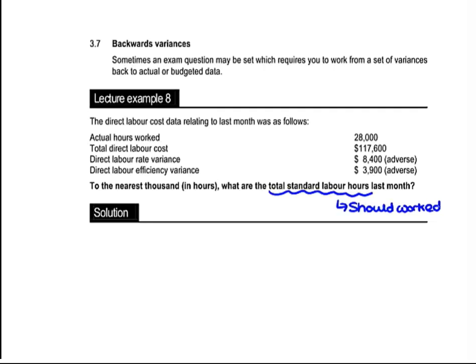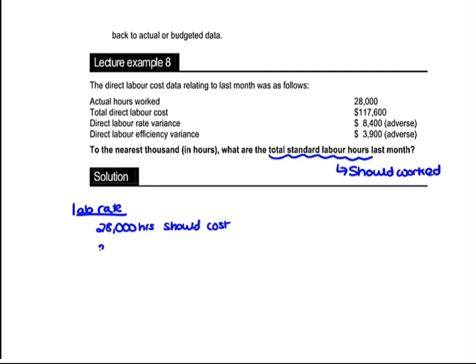So we've been given the labour rate variance and the labour efficiency variance, and we've also been given information about how many hours were worked and what the labour cost was, the total direct labour cost. So what we need to do is to set out the variances that we've been given and see what information we've got here. So if we look at the labour rate variance, we're looking at our actual hours: 28,000 hours should cost, and 28,000 hours did cost.